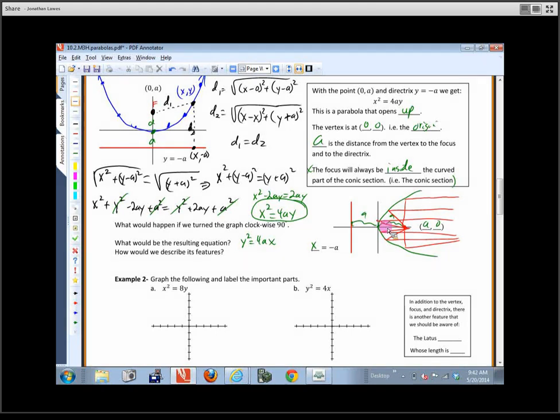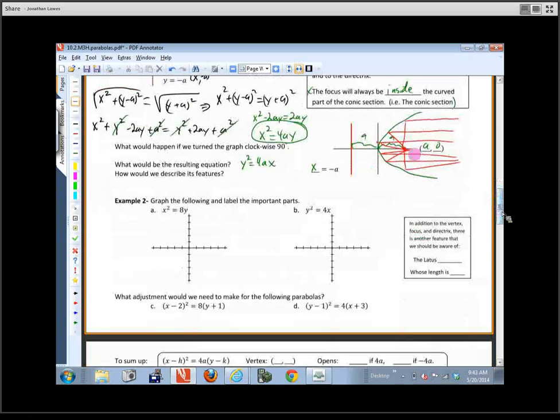They use those in telescopes also sometimes. So some really cool stuff that you can do with parabolas. So that focal length, that distance that a is, it's not like somebody made that up. It actually comes in really handy when we're doing stuff like this.